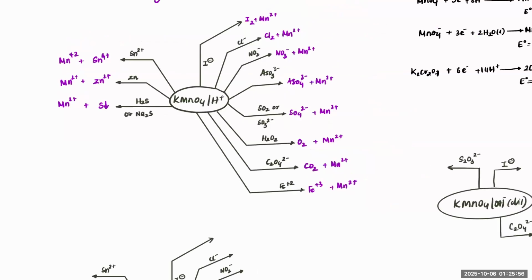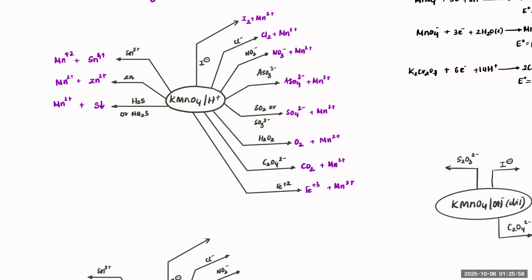Okay. Clear? Sir, you have written O2 for H2O2, is that peroxide and just O2? This is normal O2. From peroxide, it is converting into O2. Okay.